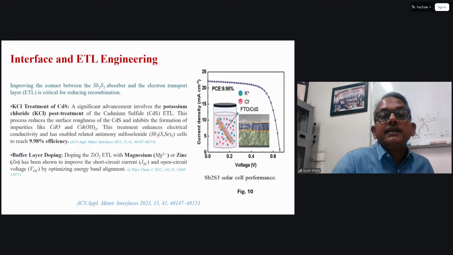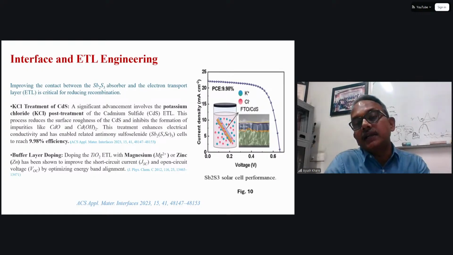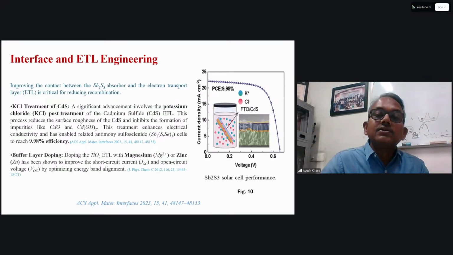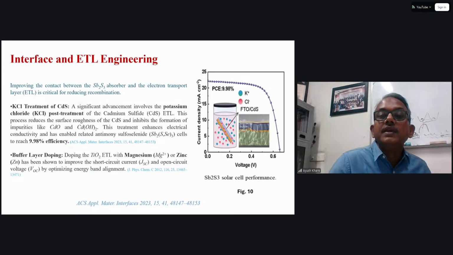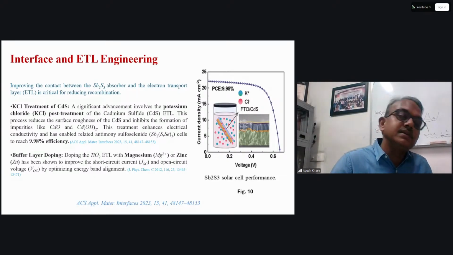Interface and ETL engineering: at least you can understand there are two interfaces. In between we have the absorbing material Sb2S3, another material CdS, as I told you, an n-type material, and then we have ETL and HTL on both sides. These interfaces are to be very smooth, meaning they should allow smooth charge carrier transport. So as you can see, with this we can have a good value of J, the current density, up to around 23 milliampere per centimeter square.